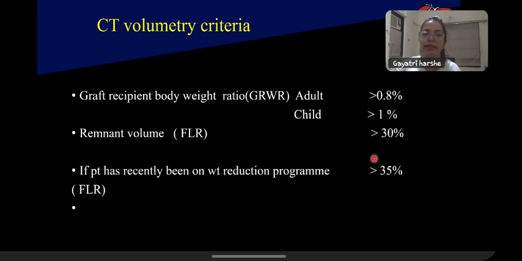And if the patient has recently been on a weight reduction program, FLR should be more than 35%. Because if these things are not followed, the patient can get into trouble. Small for size cases can happen.